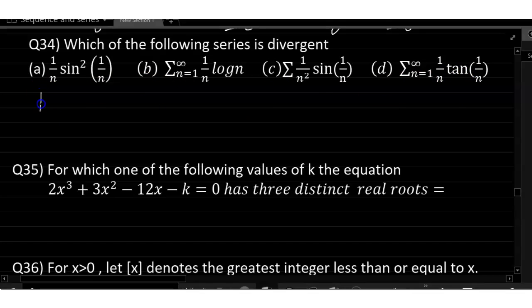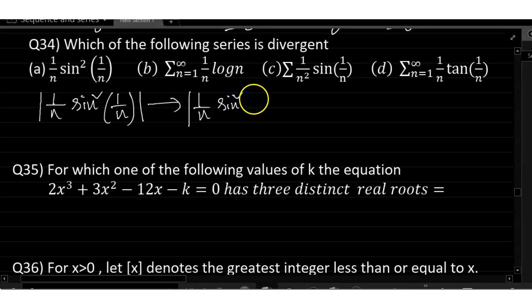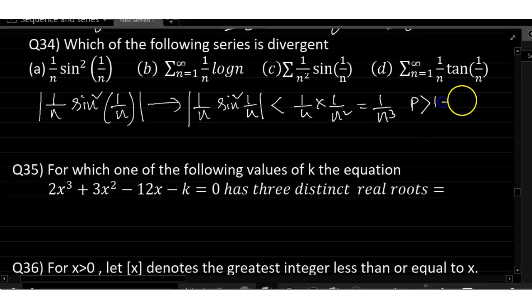So friends, the first is 1 by n sine square 1 by n. As n tends to infinity, it behaves like 1 by n into 1 by n square, which is 1 by n cube. By the p series, if p is greater than 1, then it is convergent. Here 3 is always greater than 1, so it is a convergent series. So this option is wrong because I have to find the divergent one.